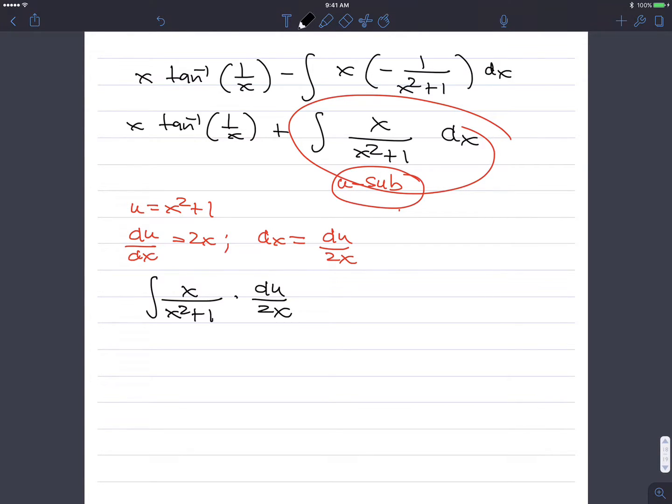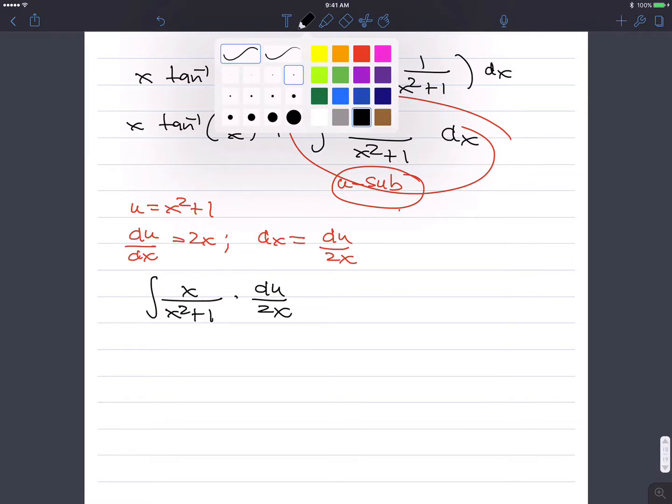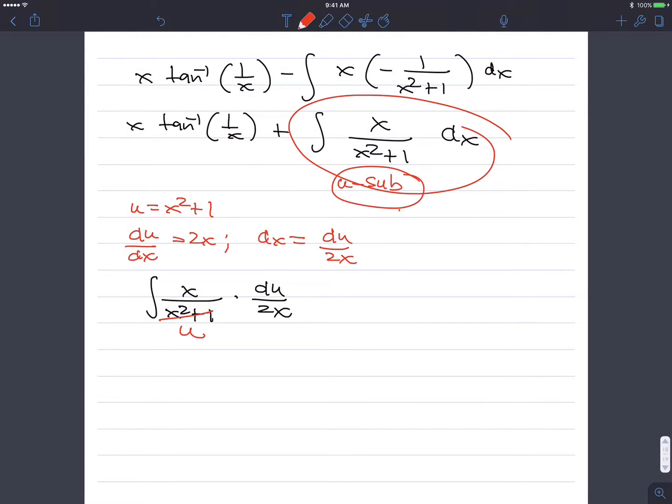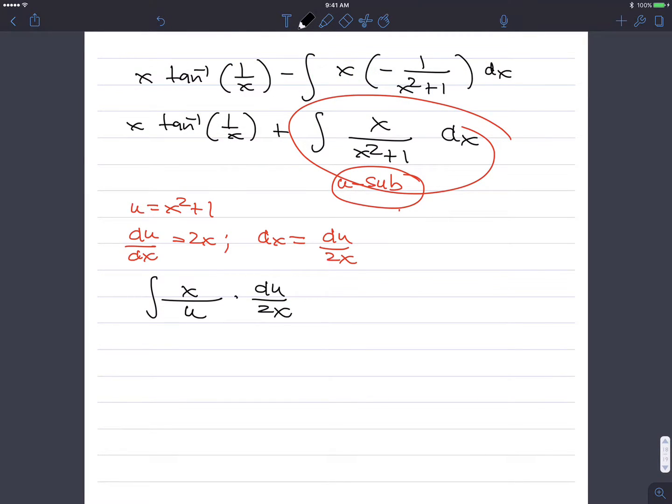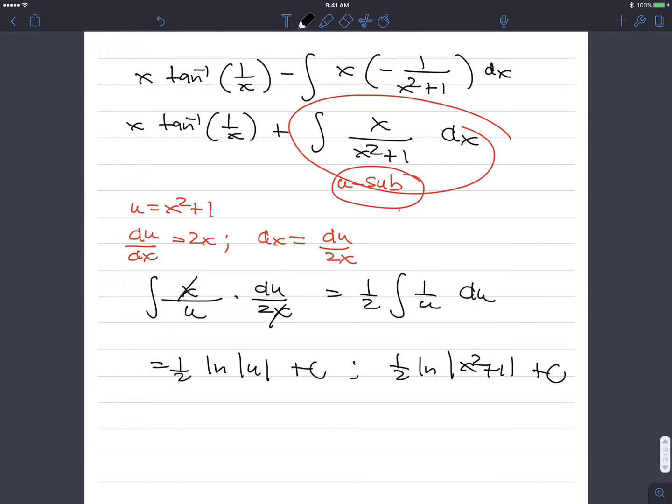Now, don't forget, x squared plus 1 is really u. Let's put it as u. Notice the x's cancel, so this becomes 1/2 the integral of 1 over u du, which you know as the natural log absolute value of u plus your constant. That's 1/2 natural log absolute value of x squared plus 1 plus that constant, because u is x squared plus 1.